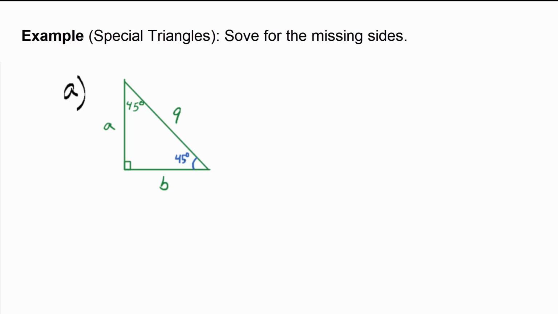Because the angles in a triangle add up to 180. So if you have a 45-degree angle and a 90-degree angle, the other angle has to be 45. Then you realize if these 2 angles are the same, you may remember from geometry, if you took geometry in high school, then these 2 sides are the same length. In other words, it's an isosceles triangle.